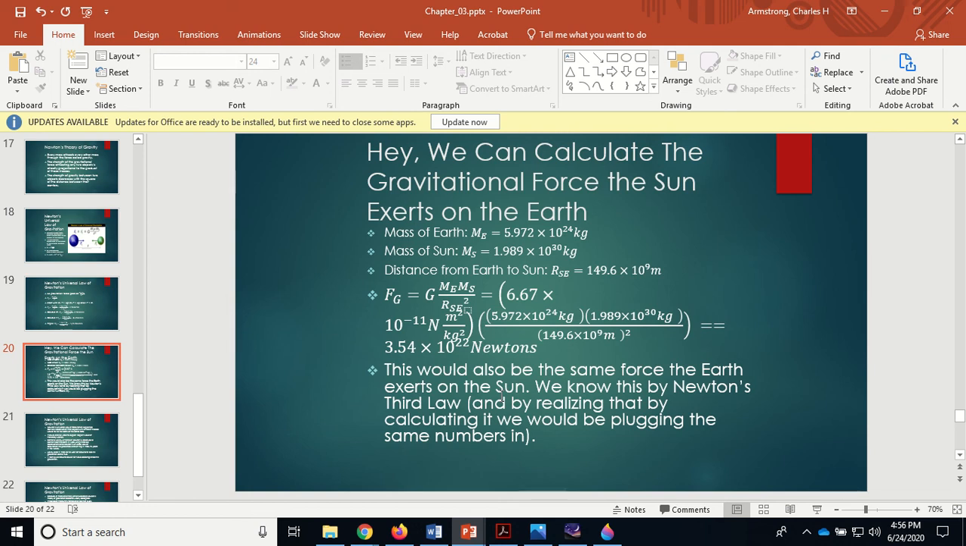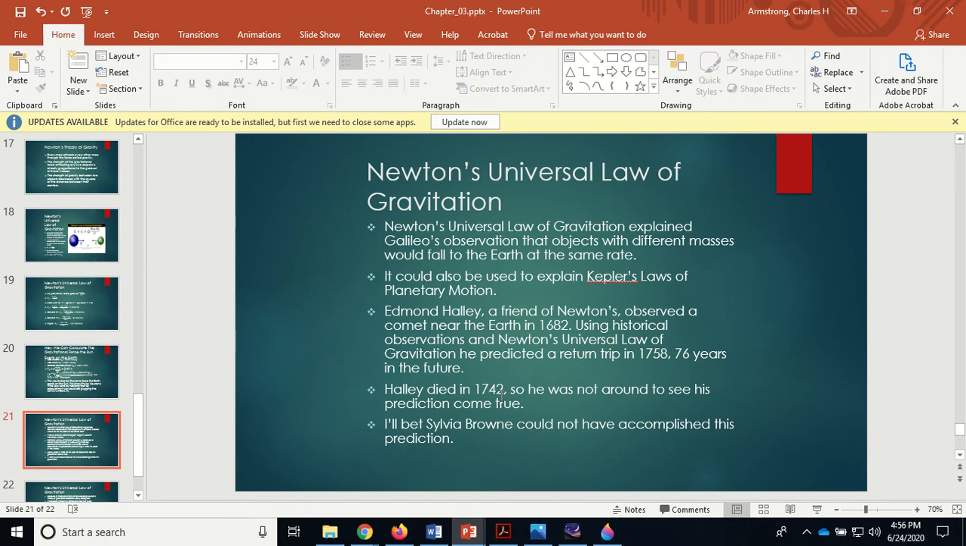Earth exerts a force on an apple. The apple exerts an equal but oppositely directed force on the Earth. So in this case, whatever the force the Sun applies to the Earth, the Earth applies an equal in magnitude but opposite in direction force on the Sun. Newton's universal law of gravitation explained Galileo's observation that objects with different masses would fall to the Earth at the same rate. It would also be used to explain Kepler's laws of planetary motion.